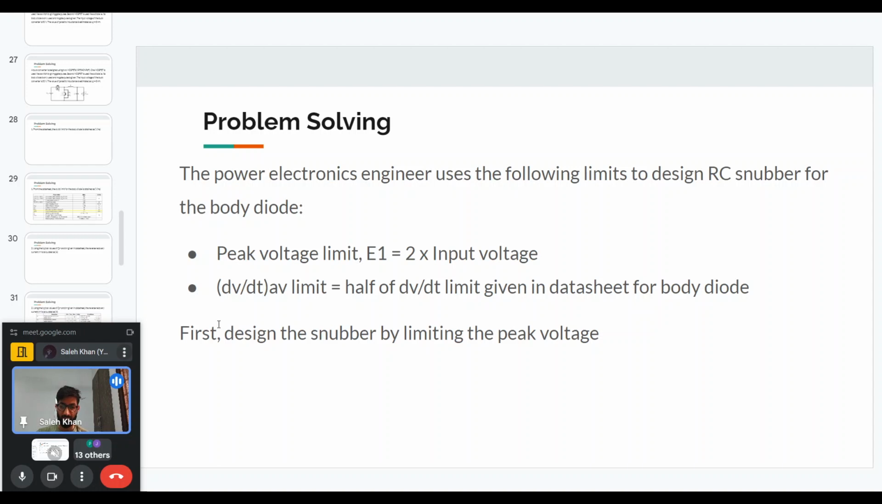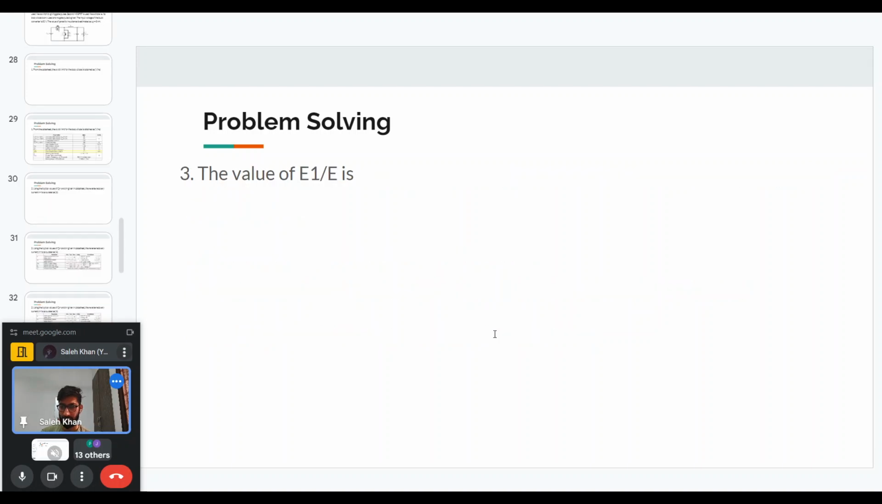So first we have to design this snubber by limiting the peak voltage. In these problems, we will do all three cases. In the first case we design by limiting the peak voltage, in the second case we'll design it by limiting dV/dt, and in the third case we'll use the compromise design. So first, starting with the peak voltage, the value of E1 by E.